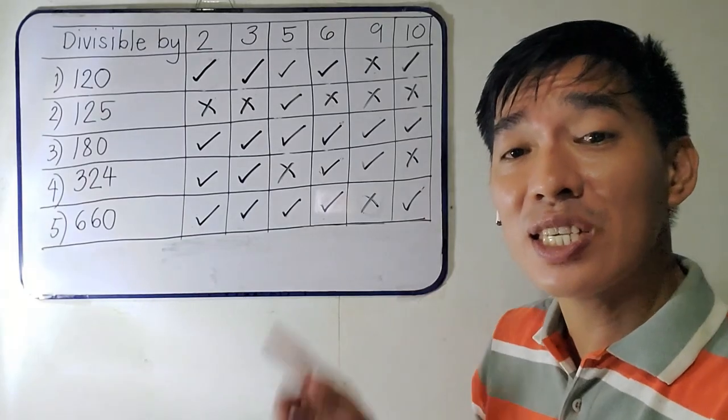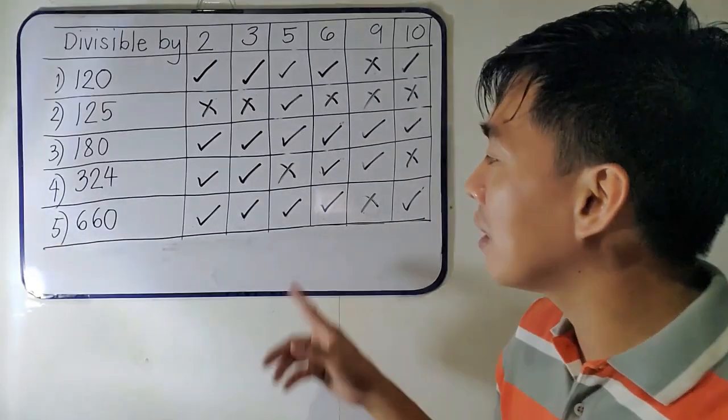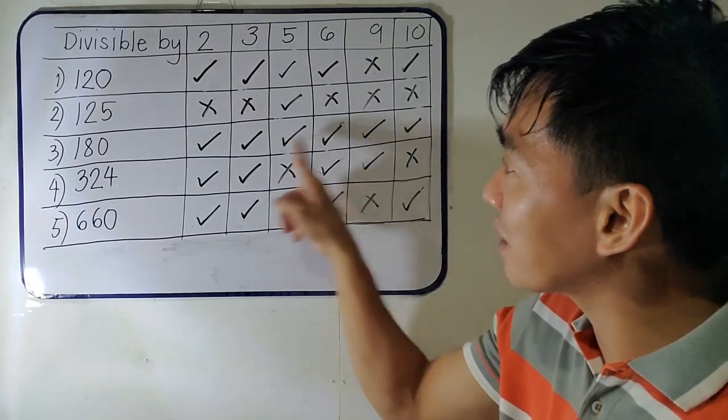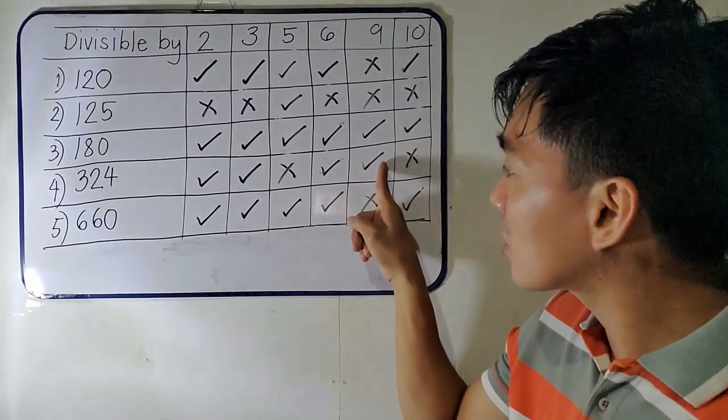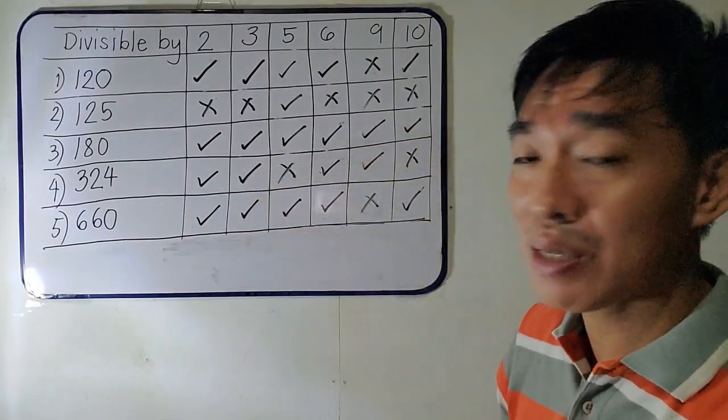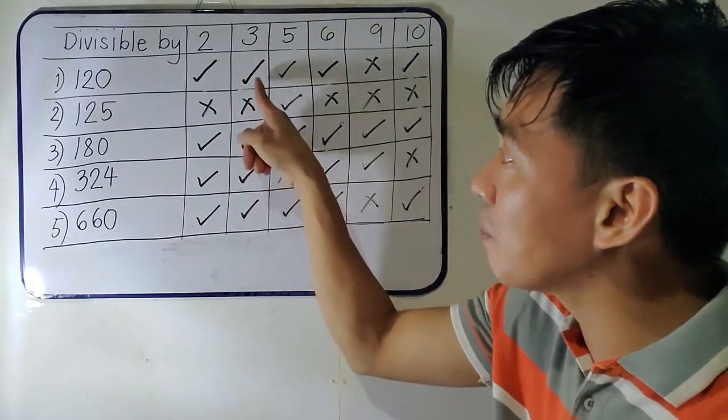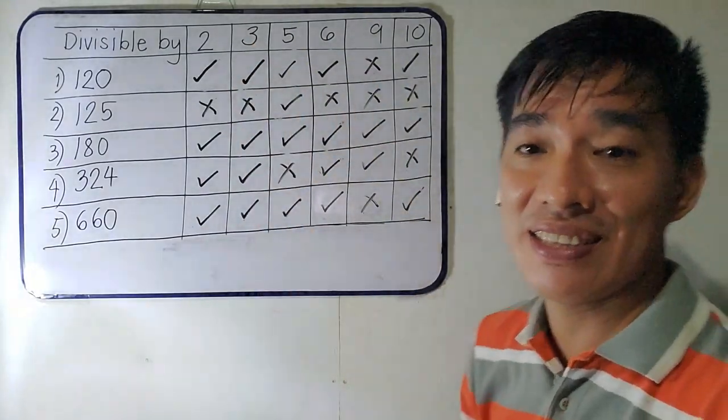This is what I'm telling you also before, that if a number is divisible by 9, automatically that's divisible by 3. So all the numbers divisible by 9 are also divisible by 3. But not all the numbers divisible by 3 are divisible by 9.